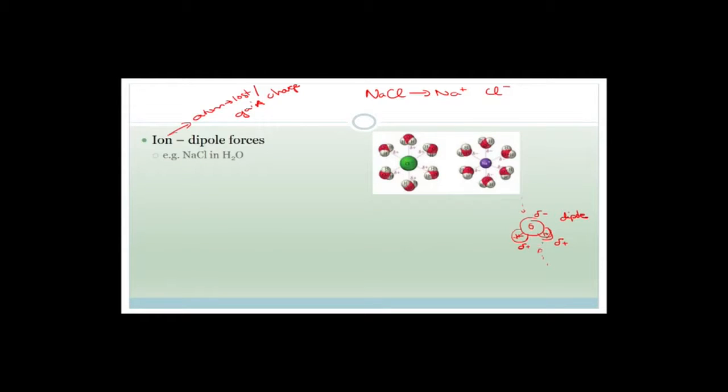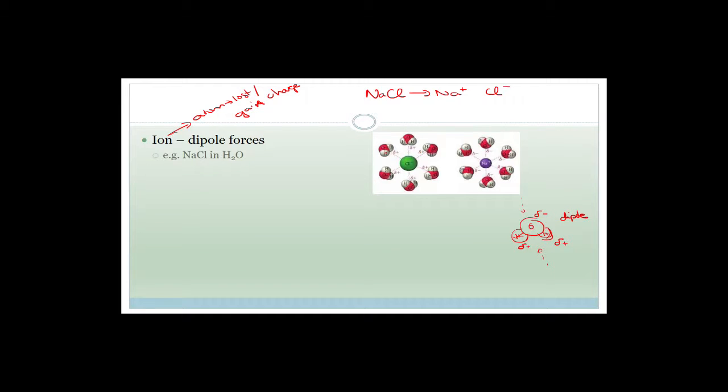It's polar. Okay, right. So now, if there's an ion dipole force, a chloride ion will come along, and the water molecules will orientate themselves so that their slightly positive ends, which are the hydrogens, will face the chloride ions.